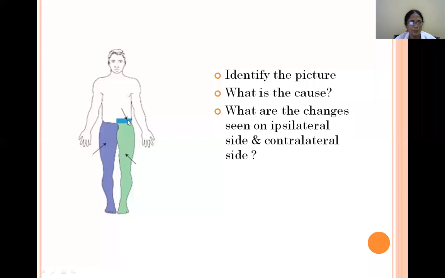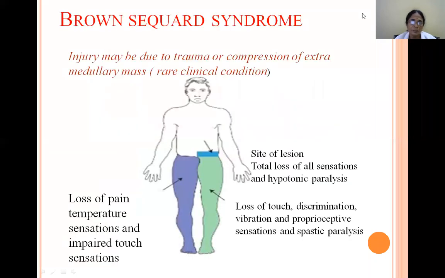Lesion is here. This is a case of spinal cord lesion, Brown-Sequard syndrome. The injury may be due to trauma or compression by an extramedullary mass. This is a rare clinical condition. The mass may be compressing the spinal cord. The injury may be due to this.